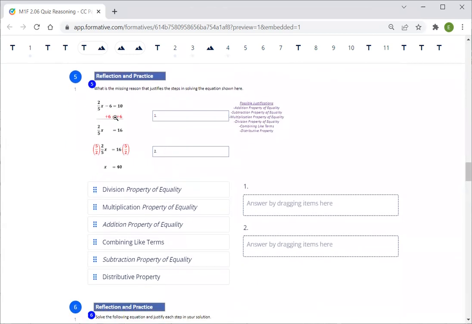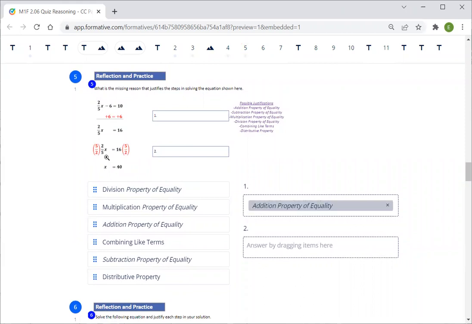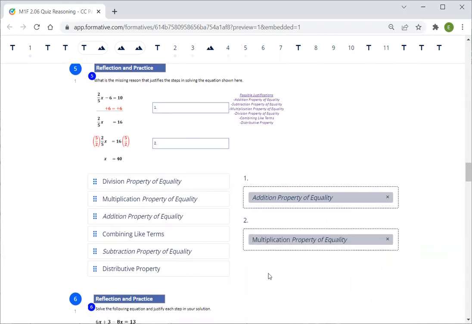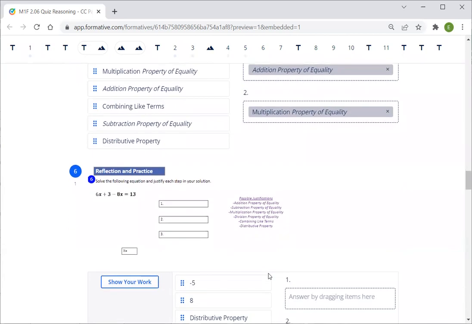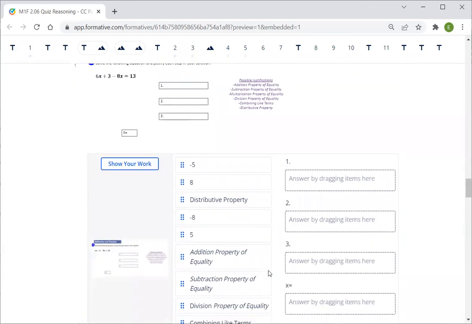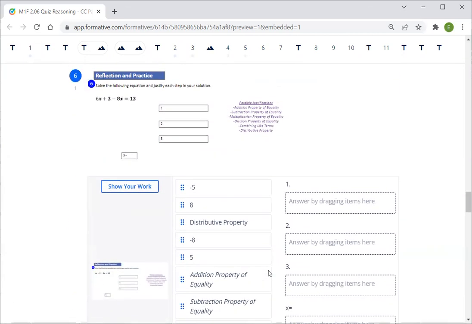Number 5, first step, they add on both sides. So that's addition property of equality. And the next step, they multiply by those fractions, those reciprocals. So it is multiplication property of equality. So again, guys, it's just looking at what are you doing, okay? What are you doing in each step?